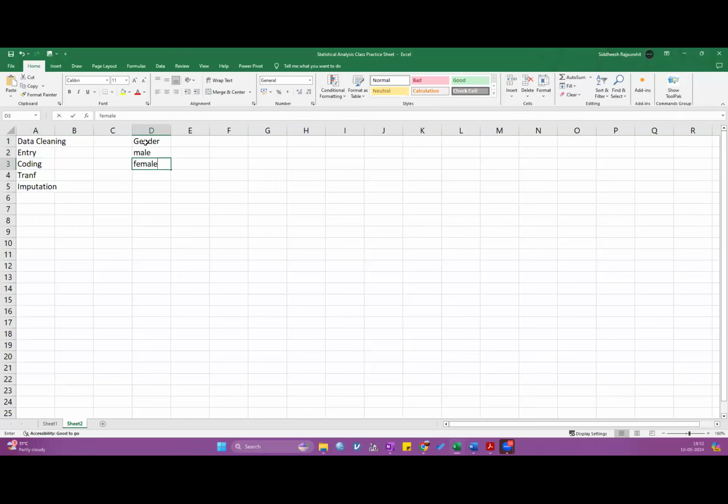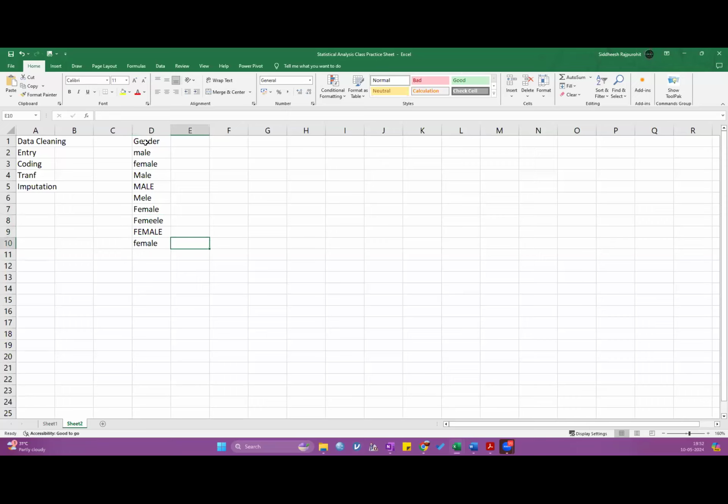During the data entry, what can happen? You might write capital M followed by small letters. You might write all capital. You can write the wrong spelling, like MELE. The same thing can go for female. You can write FEMALE. You might write FEMEELE by mistake. You might write all capital. You might write all small.